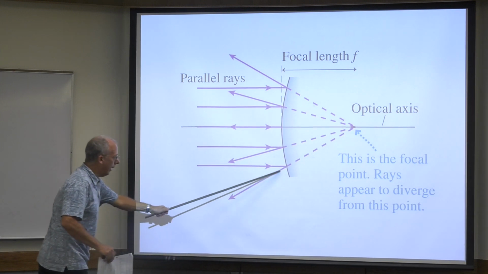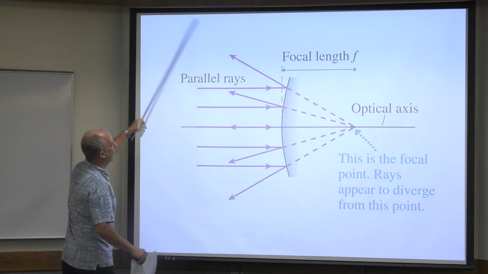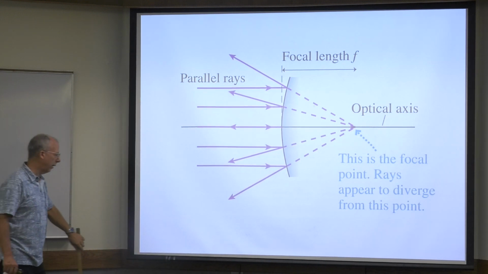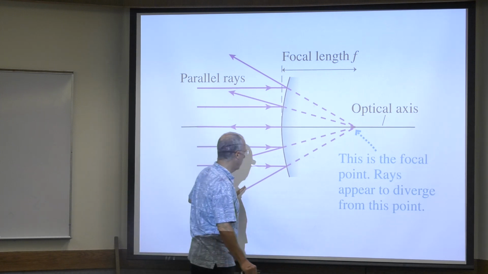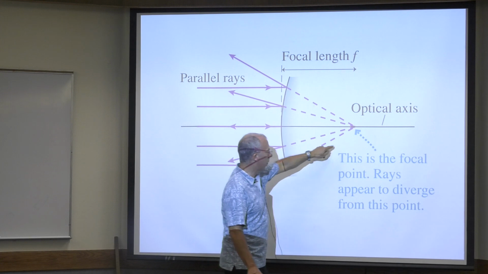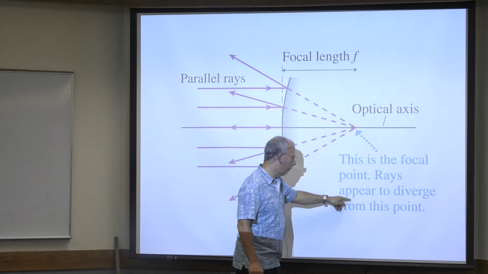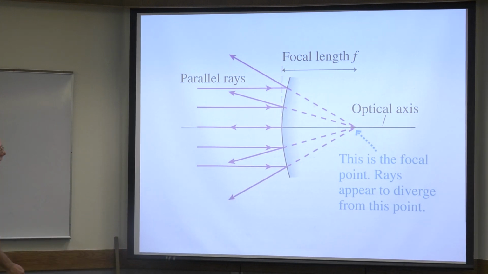Here are the outgoing rays, this one, this one, this one. They don't converge anymore. They don't intersect anywhere, right? So if they don't intersect anywhere to make the image, or the focal point, you have to backtrack. Okay, so this is now the focal point. Rays appear to diverge from this point. Yeah, that makes good sense.